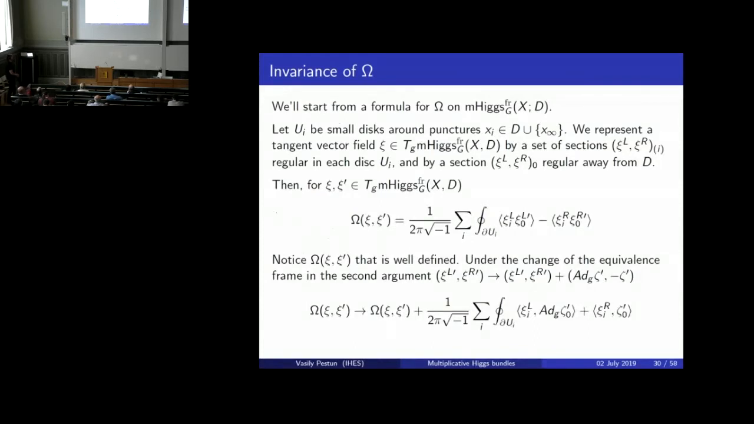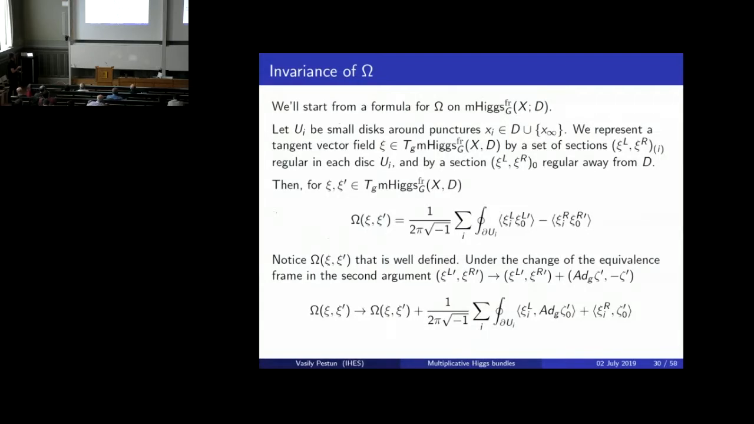Let me explain the explicit formula for the symplectic structure on this multiplicative Higgs space. Let Ui be small disks around punctures xi, and represent the tangent vector field to the multiplicative Higgs space by a set of sections of these pairs, xi L, xi R, subscript I, regular in each disk Ui.